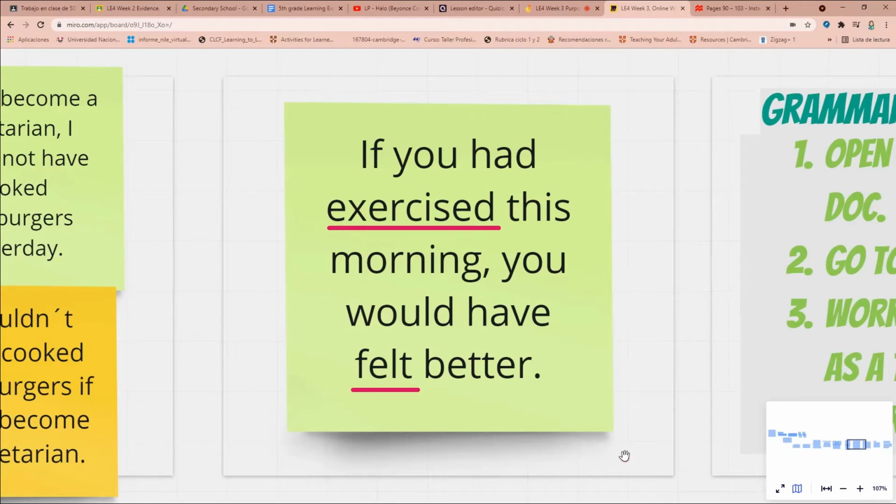Now let's do it more naturally. If you had exercised this morning, you would have felt better. So felt must sound more. If you had exercised this morning, you would have felt better. Felt better. So felt and exercised are the most important words. So that's why they are the stress words.